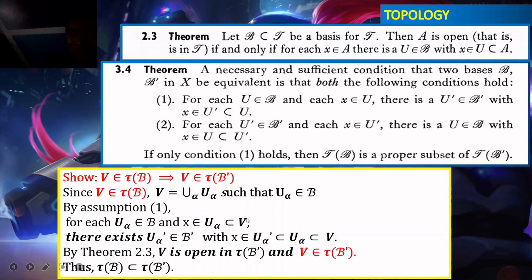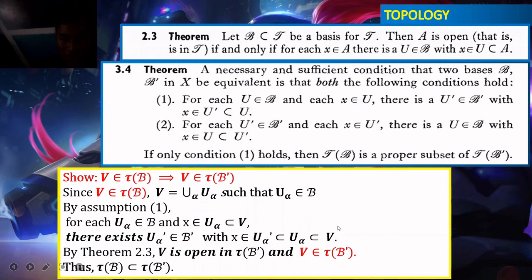There is a U that is an element of script B. Here, our script B is replaced by script B prime, so U prime. So there exists a U alpha prime, an element of script B prime, with x an element of U alpha prime, a subset of A. And we showed that U alpha prime is also a subset of V.